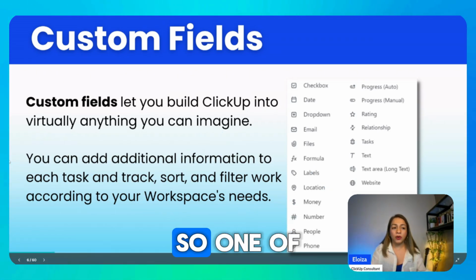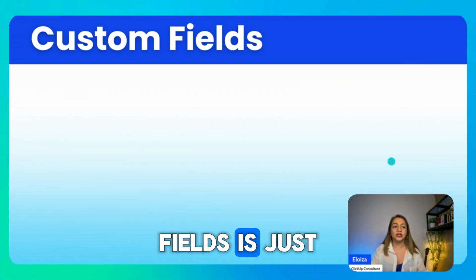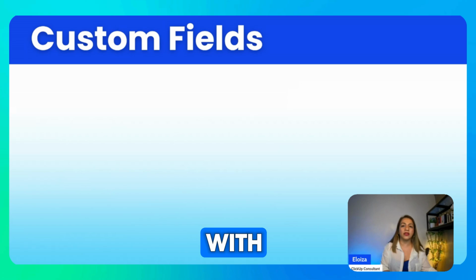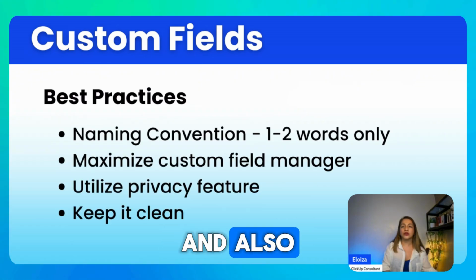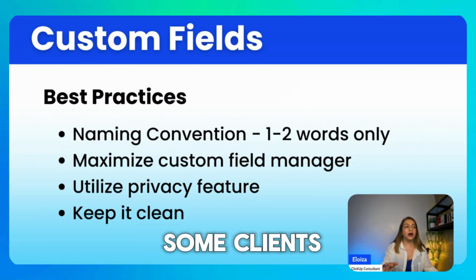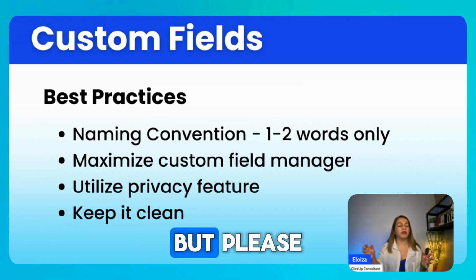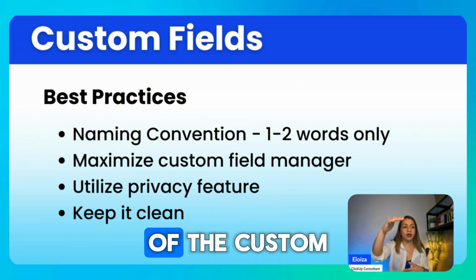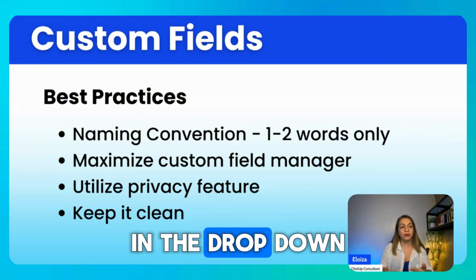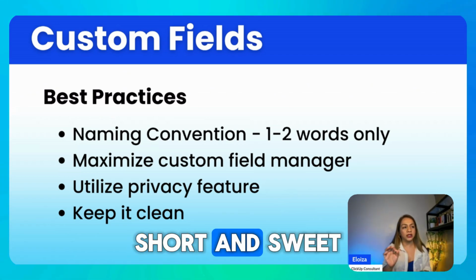Okay, so one of the best practices when dealing with custom fields is just like what I said. It's the same with naming folders or lists. Make sure that you have a naming convention, and also to keep it short. Some clients like to put a lot of information, but please keep it to just 1 to 2 words, whether it's the name of the custom fields or the options in the dropdown or the tags. Make sure that you keep it short and sweet.